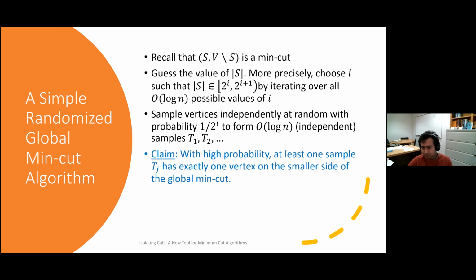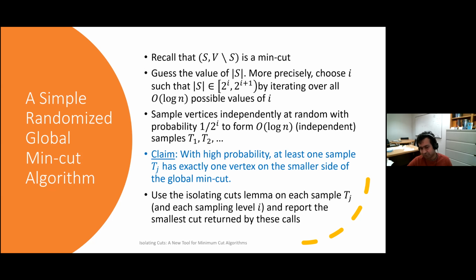And then we claim that with high probability, at least one sample Tj has exactly one vertex on the smaller side of the global min cut. Of course, in order for this statement to hold with high probability at each level of sampling, we also need to sample log n times. So we have this matrix of samples, log n different levels of sampling. Each level you have log n different samples. Of these log squared n independent samples, we can claim now that with high probability at least one sample will have exactly one vertex on the smaller side of the global min cut.